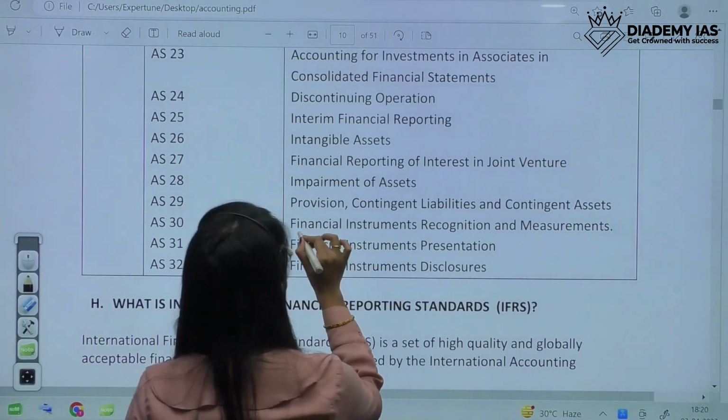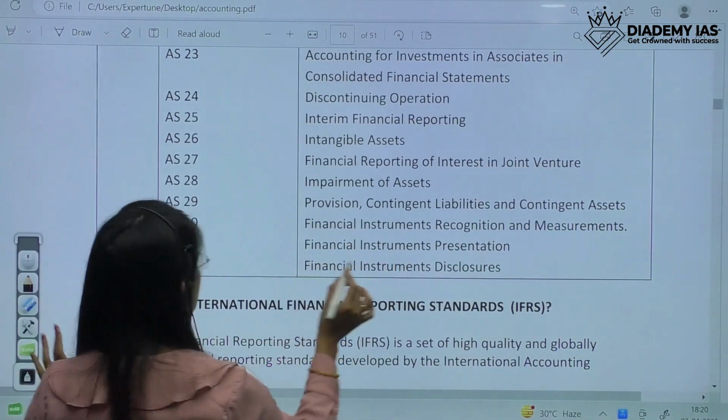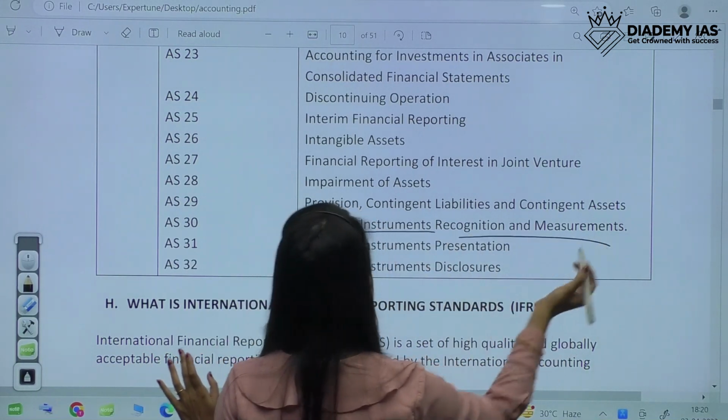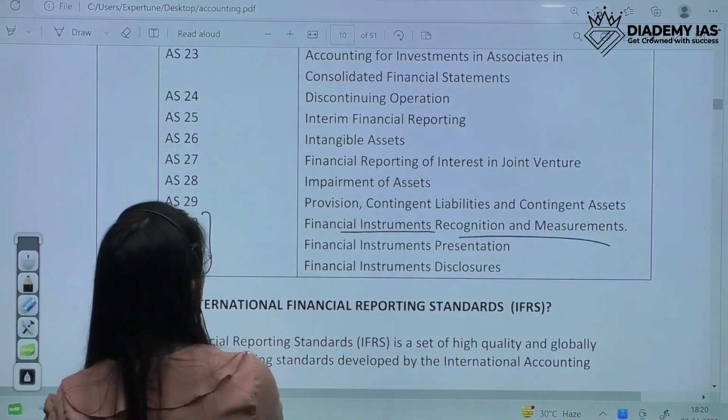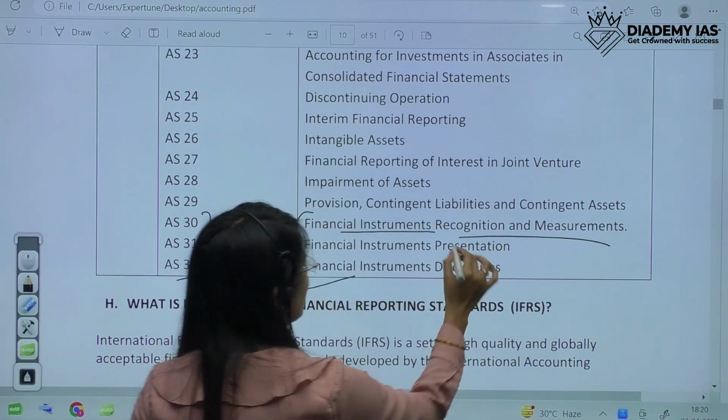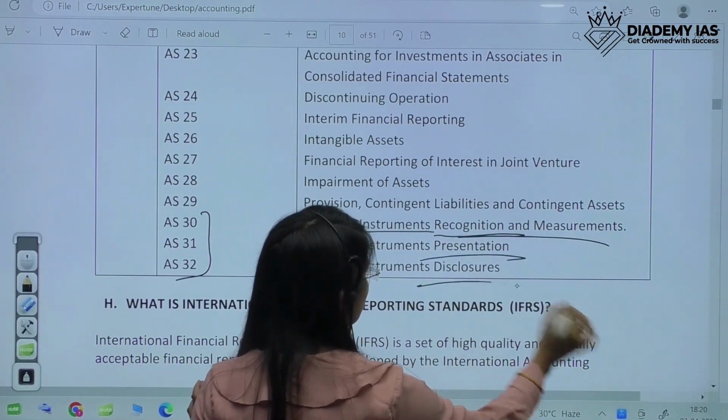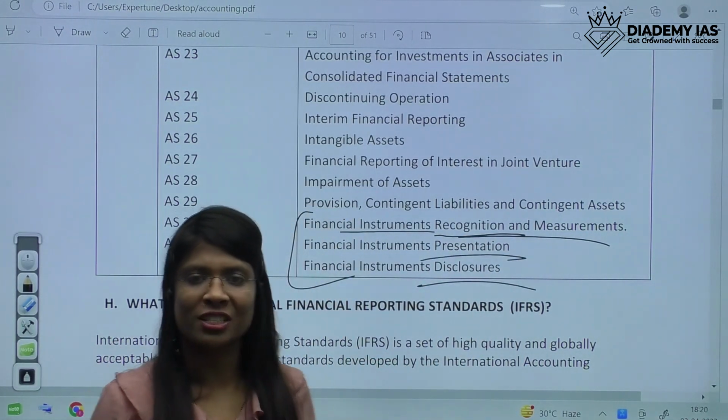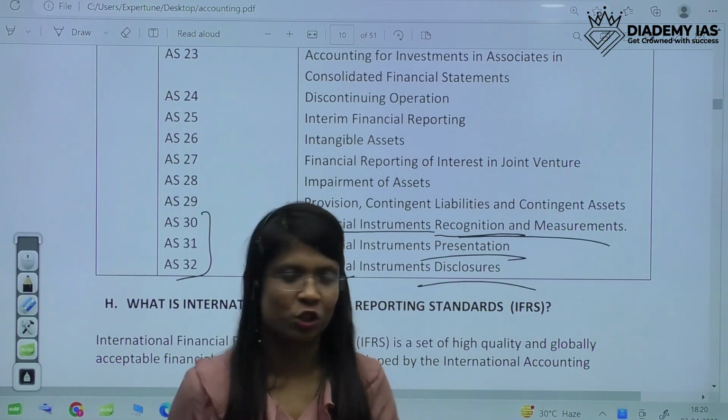AS30 is about financial instruments. Financial instruments, recognition and measurement. These three, 30, 31, 32, are all about financial instruments. Then recognition, then presentation and disclosures. Just remember all these accounting standards one by one. Nothing much.